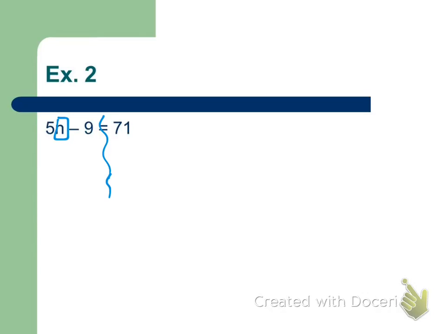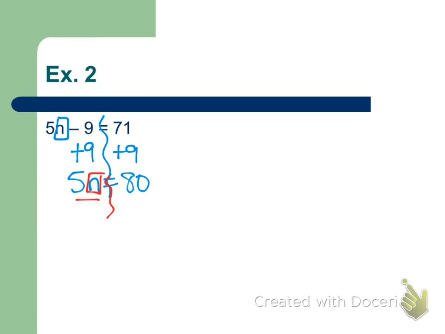Lexi, what do you think we should do? Add 9. Very good, we would add 9 to both sides. We have to deal with that subtraction before we deal with the multiplication. When we add 9, we get 5n equals 80. Again, if you want to rebox your variable so that you can focus on what it is you're doing next, go ahead and do that. You don't have to.